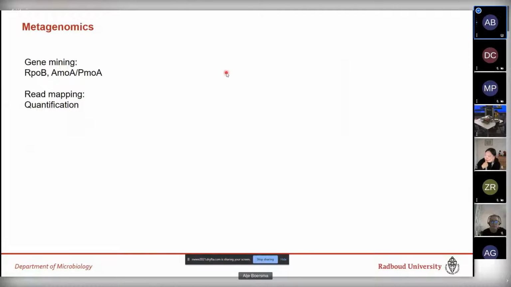Then for the metagenomics, what we did was a gene mining for the RPUB gene, which is a very good phylogenetic marker, and for both the functional genes for the first step of ammonia oxidation and methane oxidation, so the AMOA and the PMOA. And we then performed read mapping as a way to quantify how much those genes were present.